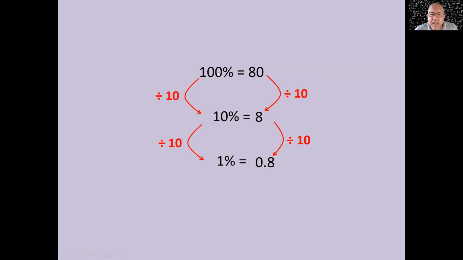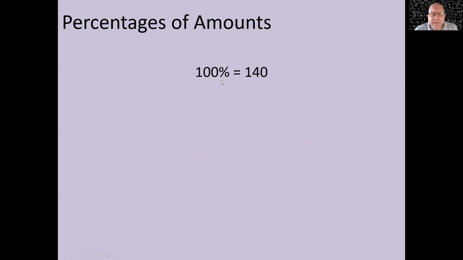So we've now been able to calculate 100%, 10%, and 1%. And with those values, we can make any percentage we want to. What about 5%? Well, we'll start this time with 140.